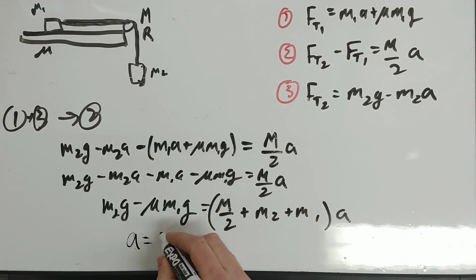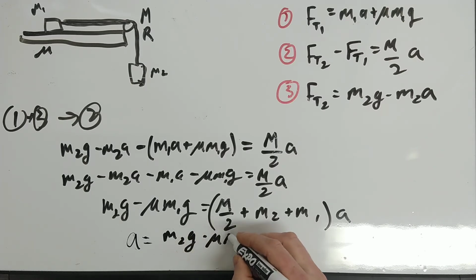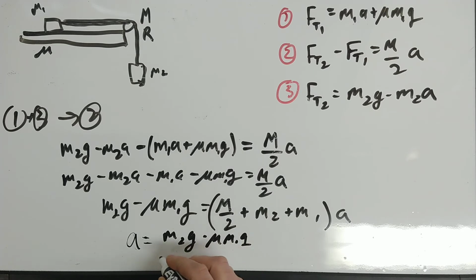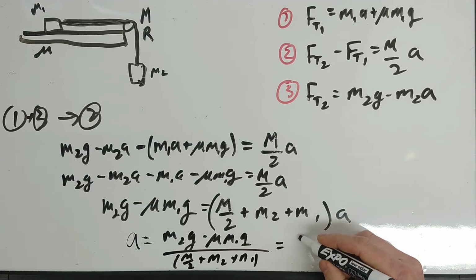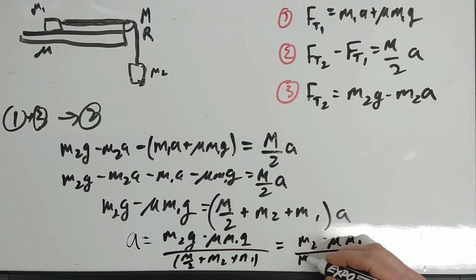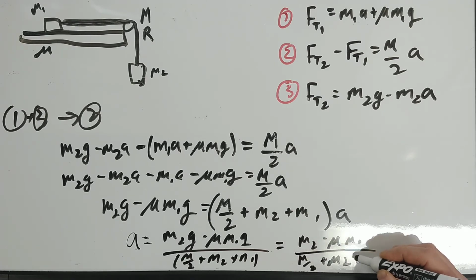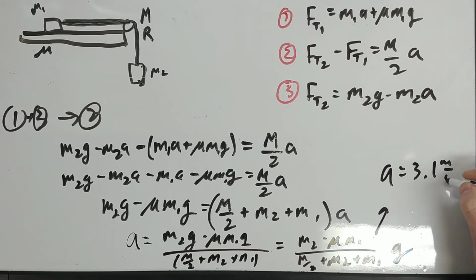Acceleration of this system is m2g over m over 2 plus m2 plus m1. I typically don't pull that g out in front there. I don't know why. Pulling the g out is probably kind of nice to do. So it'd be m2 minus mu m1 over capital M over 2 plus m2 plus m1, times g. And you plug everything into that, and you get an acceleration of 3.1 meters per second squared.